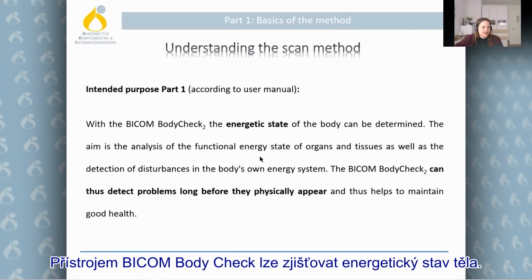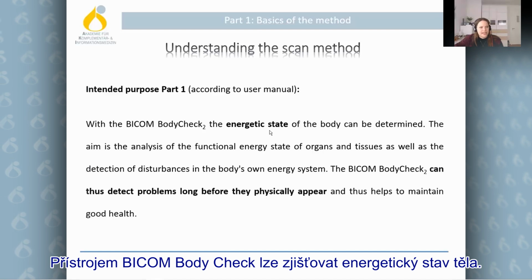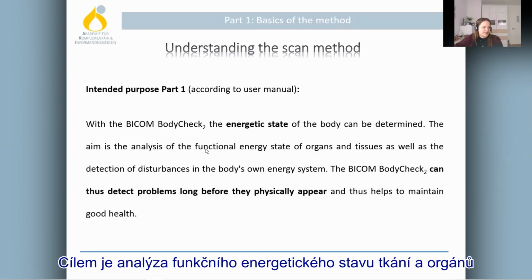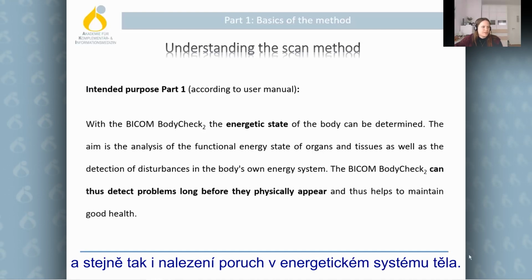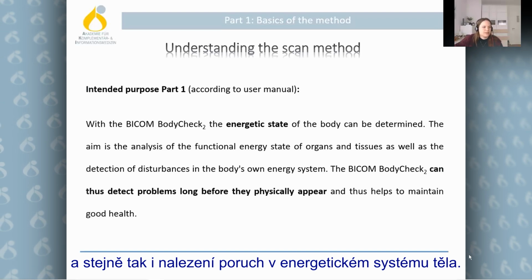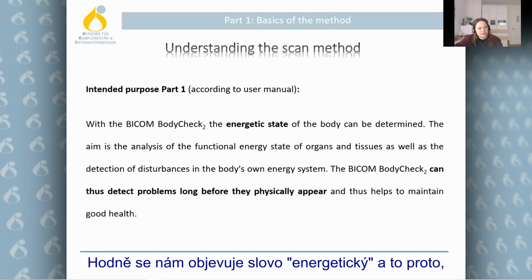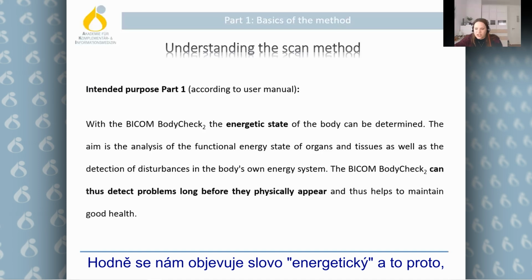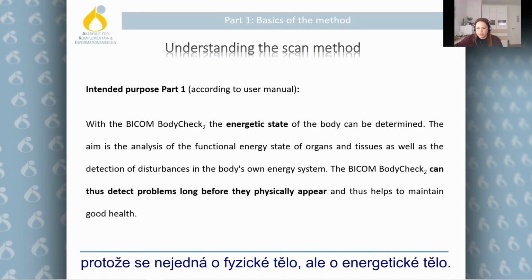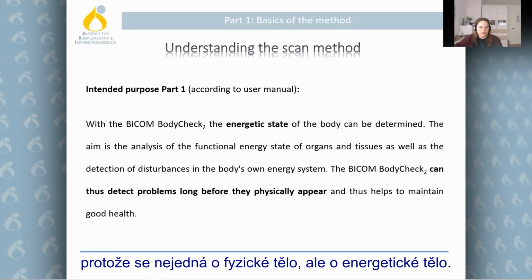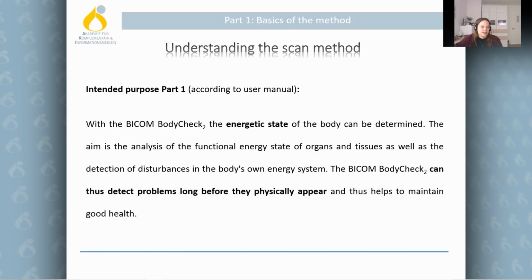Because of the BICOM body check, the energetic state of the body can be determined. The aim is the analysis of the functional energy state of organs and tissues, as well as the detection of disturbances in the body's own energy system. So you see we have the word energy a lot, because it's not the physical body, it's always the energetic body. This is the most important thing here.